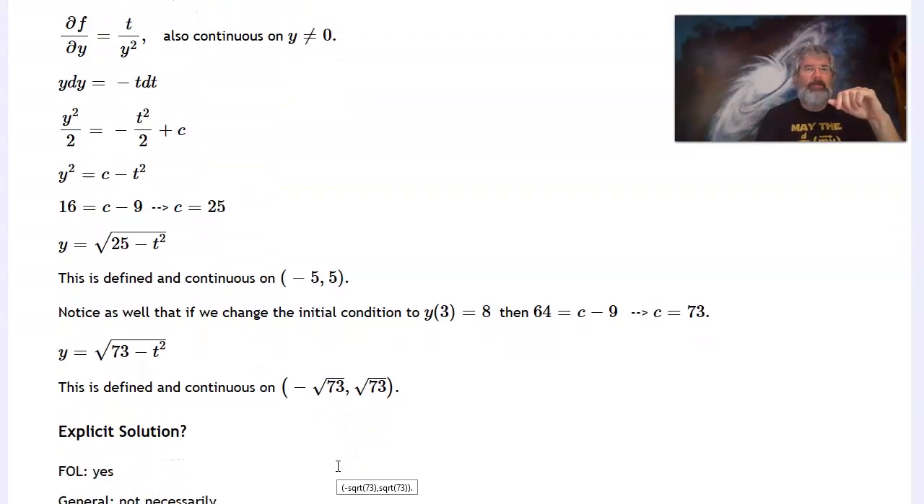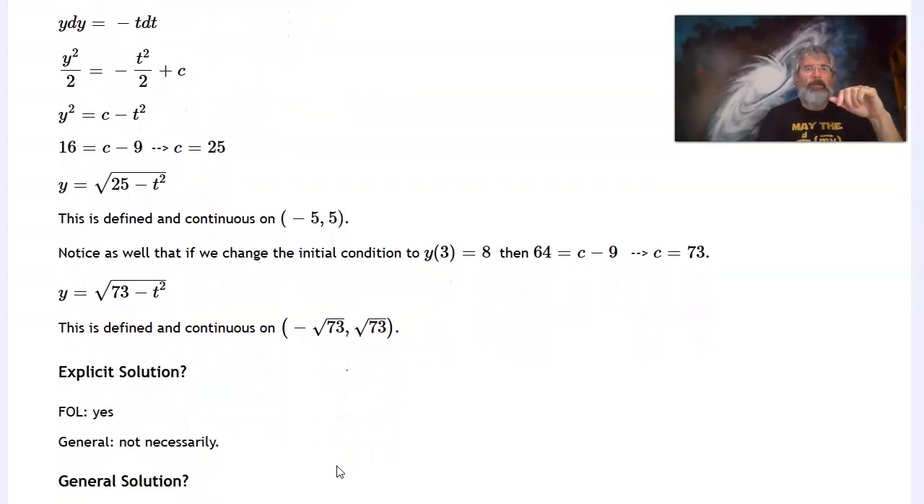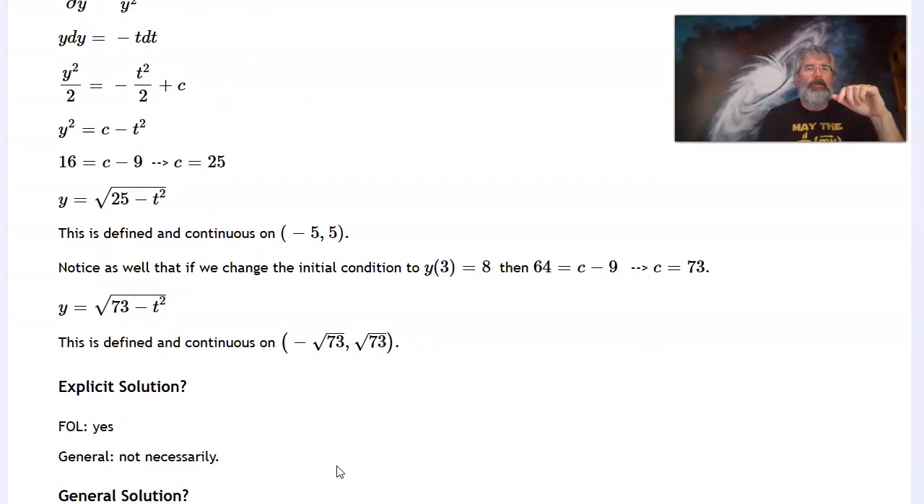Next, explicit solutions. First order linear, we always get an explicit solution. That's the way we solve it. We end up with y equals 1 over the integrating factor times the integral of g of t times the integrating factor, right? We get an explicit solution every time. In the nonlinear examples, you don't necessarily get one.